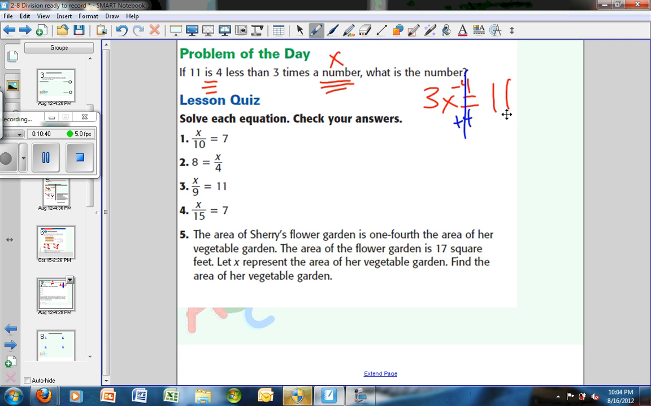So since I added 4 to this side, I need to add 4 to this side, giving me 15 over here and 3x here. Then you can see x is still not alone. I have x times 3, so we're going to divide by 3, and now I have x equals 5. So again, that's a two-step problem that was a little bit more challenging. If you didn't get it, that's okay. If you did, fantastic. All right, go ahead and try the rest of this quiz and see how you do, and then go ahead and play.